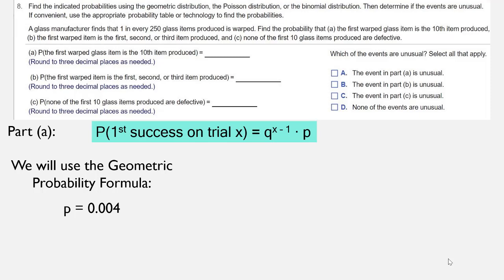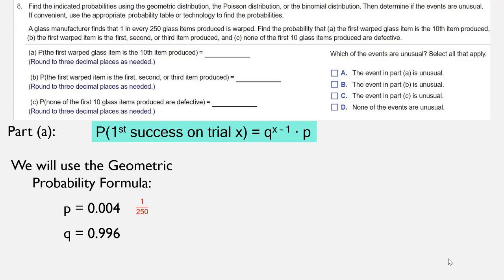In this case, our probability p is 0.004. So where did that probability come from? Well, we were told that 1 in every 250 glass items that's produced is warped. If you plug in 1 over 250 to your calculator, you find out it's 0.004. Now you can use the 1 over 250 if you want instead. It's just easier to put the decimal into your calculator when we're trying to find our final answer. If p is 0.004, how do we find q? Well, q is always 1 minus p. So if we did 1 minus 0.004, we would get 0.996 for q.